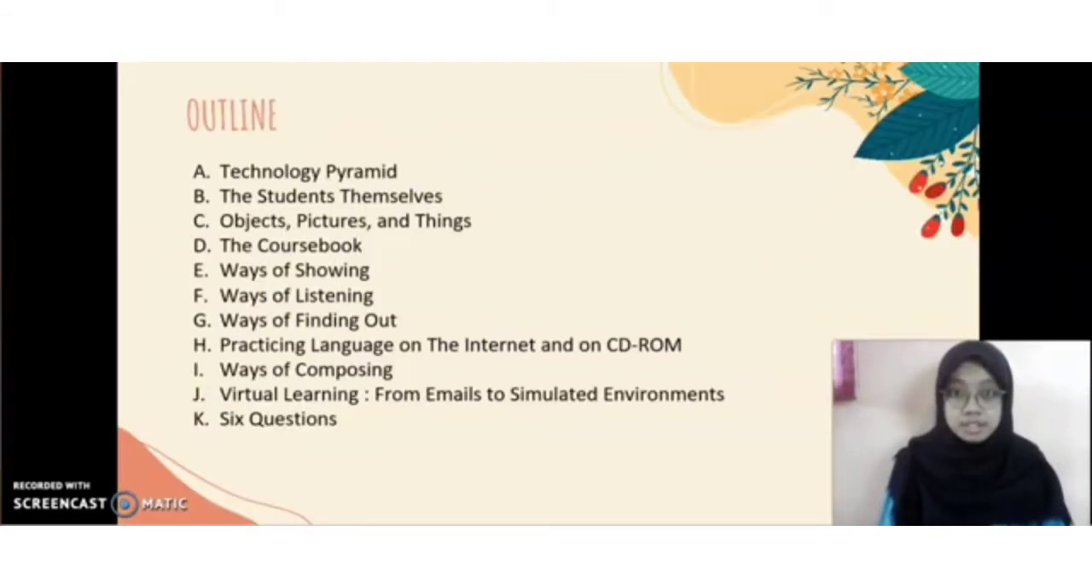This is the outline of the material that we will explain. There are the technology pyramid, the students themselves, objects, pictures, and things, the course book, ways of showing, ways of listening, ways of finding out, practicing language on the web and on CD-ROM, ways of composing, virtual learning from emails to simulated environments, and the last is the questions.